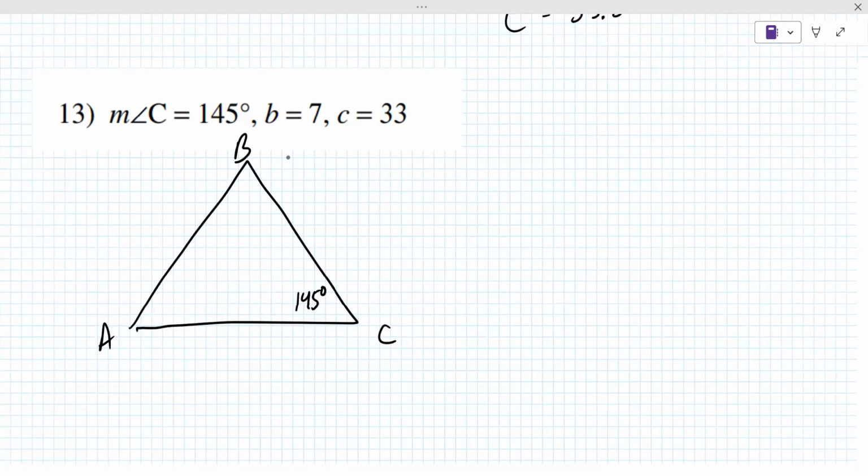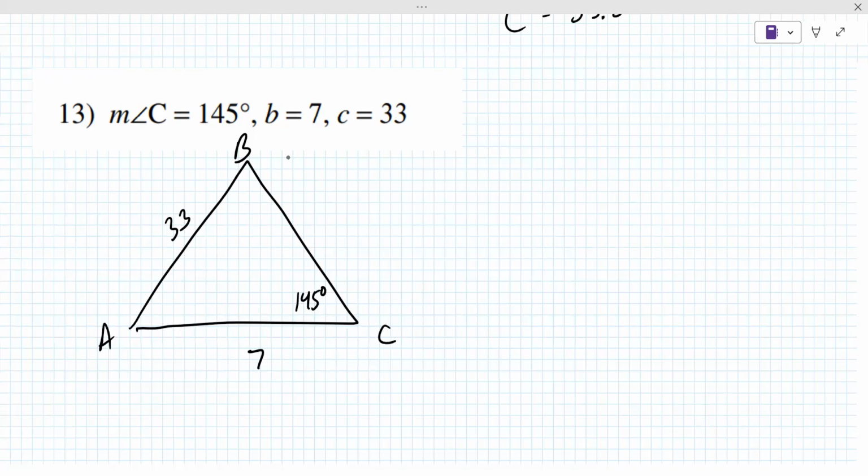Unless you're asked to draw the triangle accurately, I would recommend just drawing it the same way each time, because it's very difficult to decide unless you've got a ruler and a protractor and a compass to really get this down exactly. So it's kind of an all or nothing for me. They're giving you 33 and they're giving you B is 7, right?